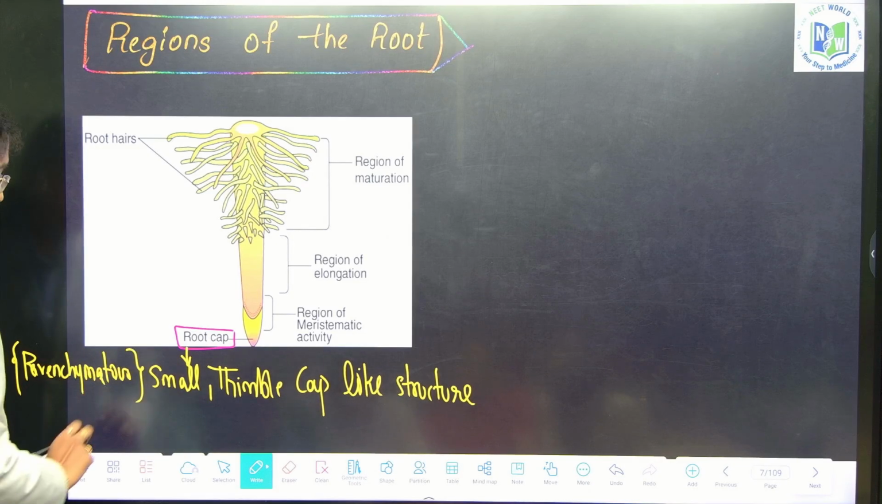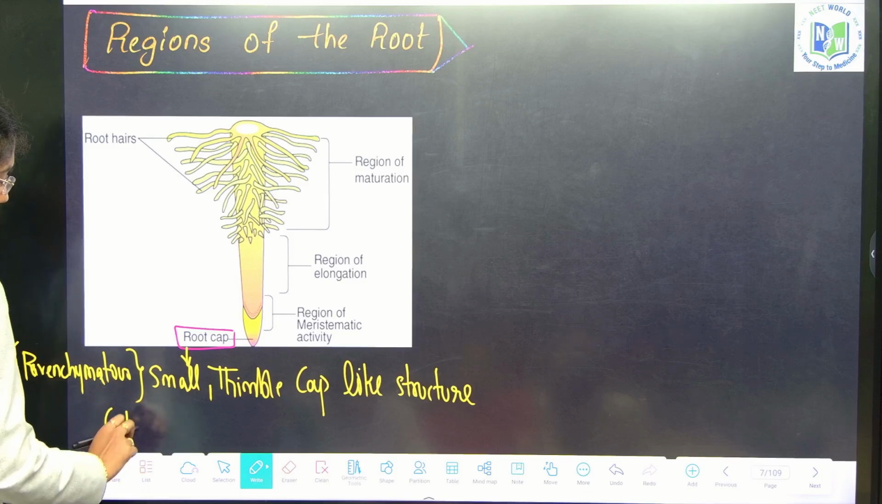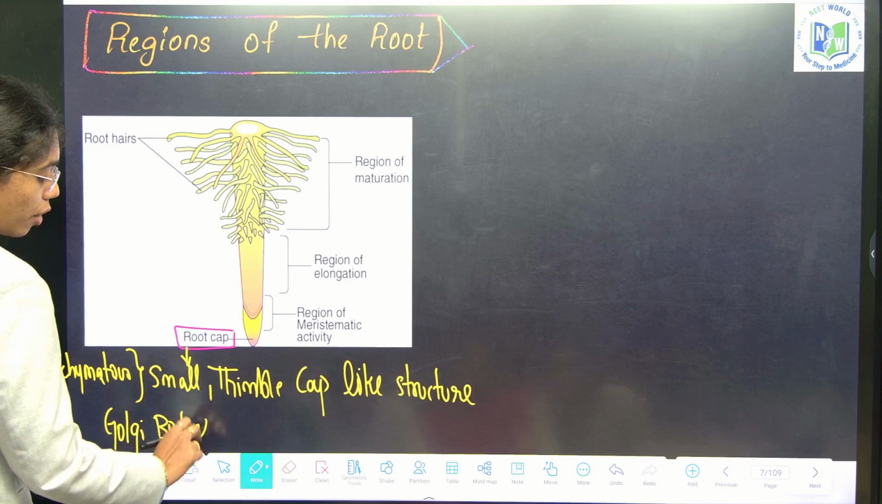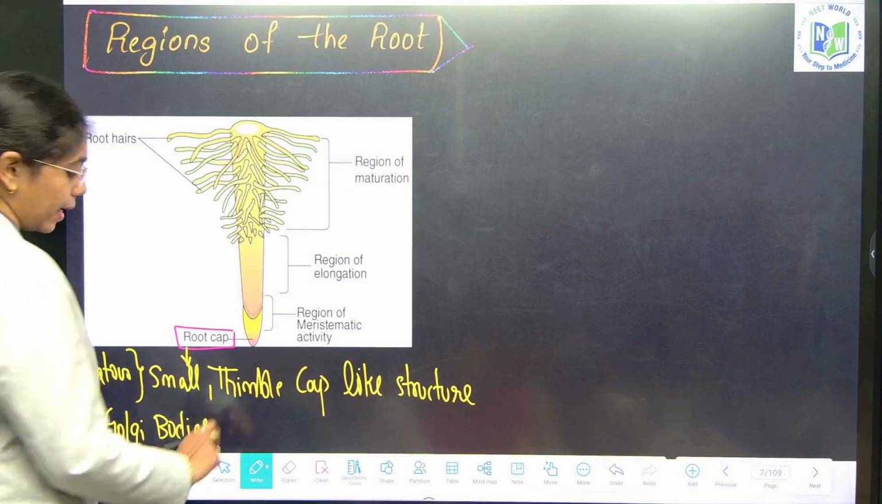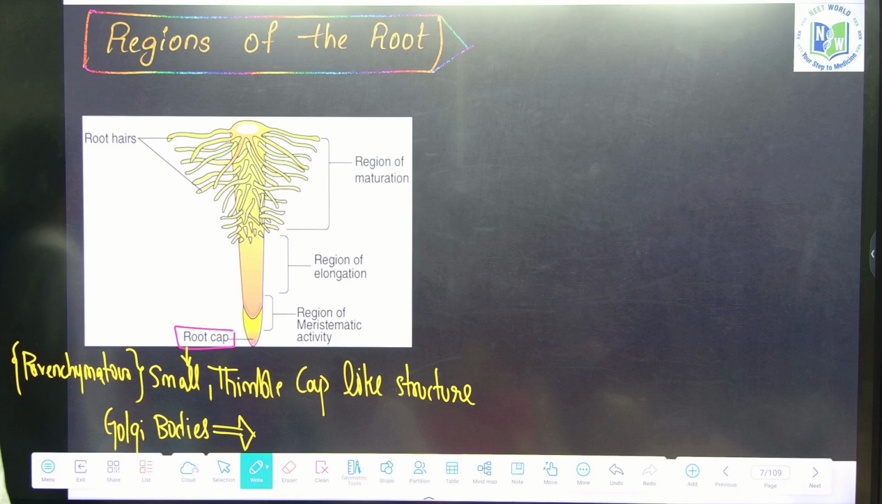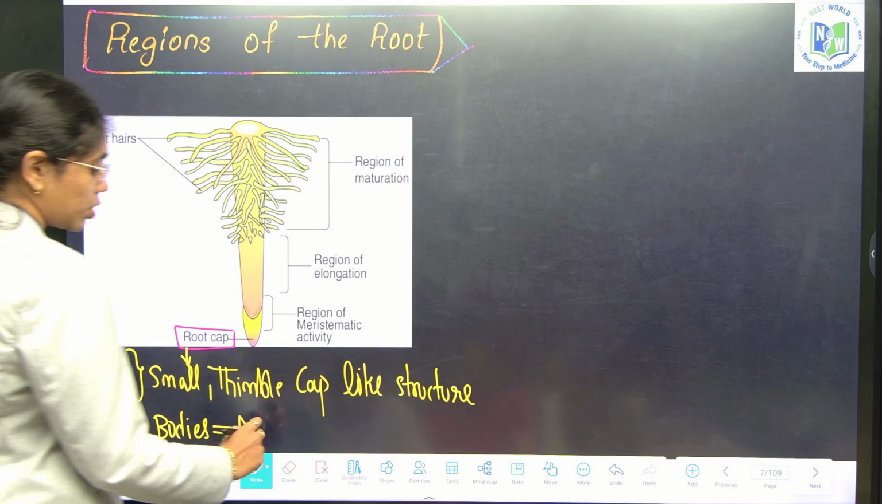They are abundant in Golgi bodies. Abundance of Golgi bodies will create a mucilaginous structure which will help in positive geotropic movement.